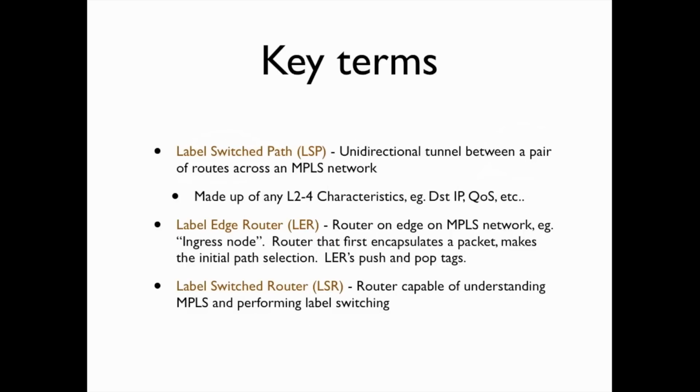So, some key terms, some things that you might see: a label switched path, a unidirectional tunnel between a pair of routers. What's really interesting about that is that the path is one, unidirectional, and two, it's made up of any of the layer 2 to 4 characteristics. So, things based on the destination IP address, port numbers, whatever, it can take different paths. Some more terms: label edge router, the guys that sit on the outside of our MPLS network, and a label switched router is the guys that commonly sit inside.